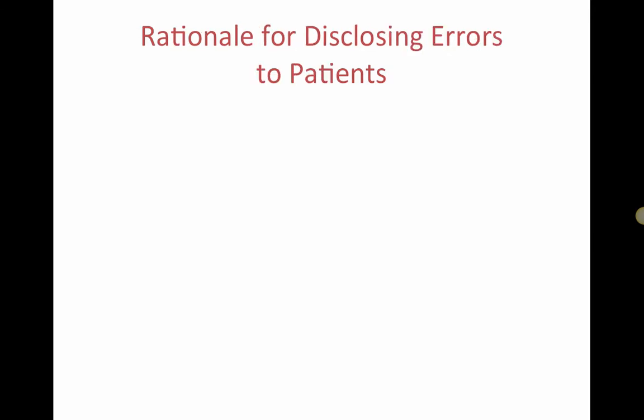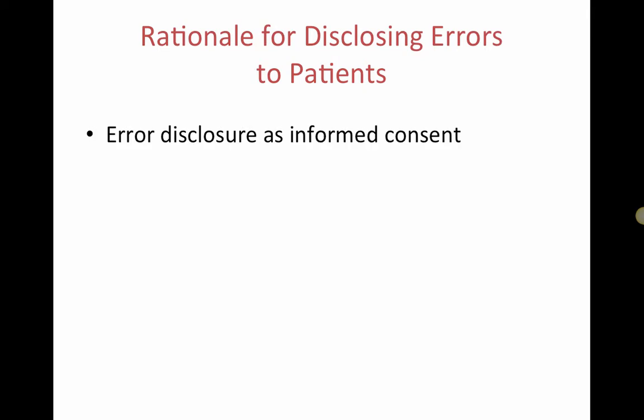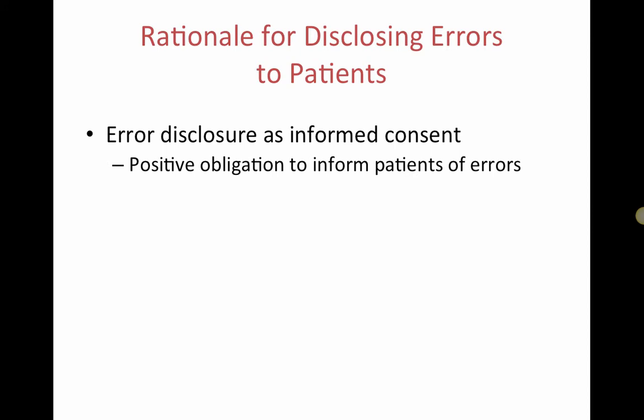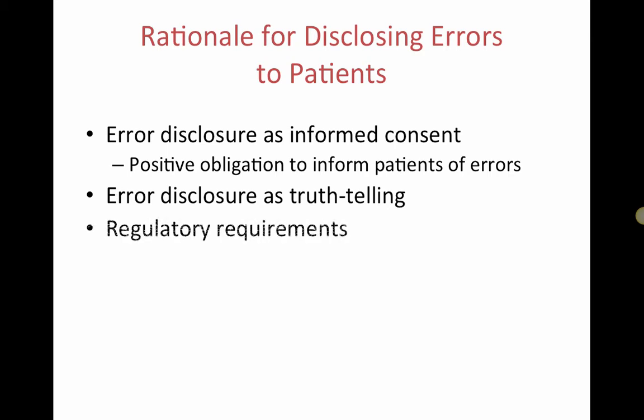What is the rationale for disclosing errors to patients? Well, one, error disclosure acts as informed consent for the patient and derives from the principle of autonomy and respect for persons. Essentially, we have a positive obligation to inform patients of errors. Error disclosure can be considered as truth-telling for patients. And there are regulatory requirements to disclose errors that come from the JCO standards and also state laws.